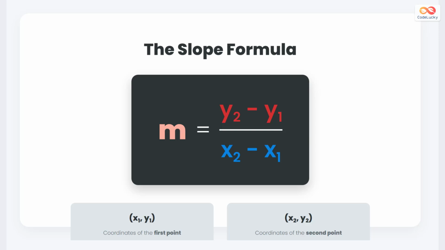To calculate slope precisely, we use a specific formula. Slope m equals (y2 minus y1) divided by (x2 minus x1). Here, x1 and y1 are the coordinates of your first point, and x2 and y2 are the coordinates of your second point on the line.